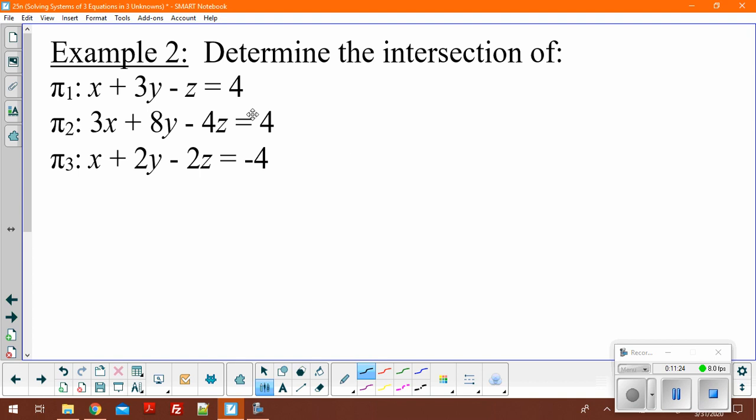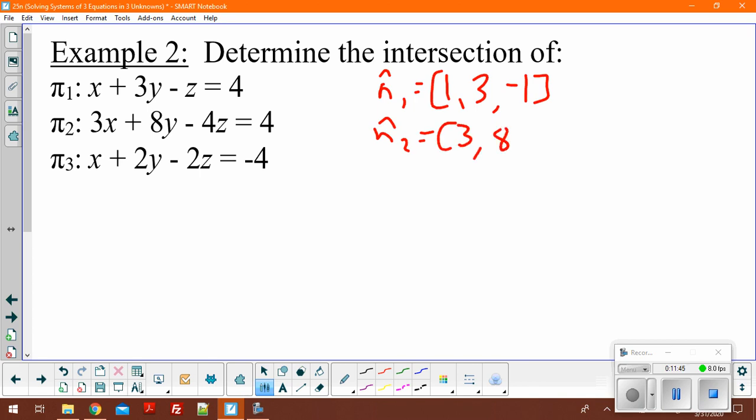So here's example 2, and we'll just go through that process again. So again, my first thing, I want to see if any of these things are parallel to each other. So I'm just going to list out the normals. Okay, so my first normal is 1, 3, and -1. Okay, my second normal is 3, 8, and -4. Okay, and my third normal is 1, 2, -2.